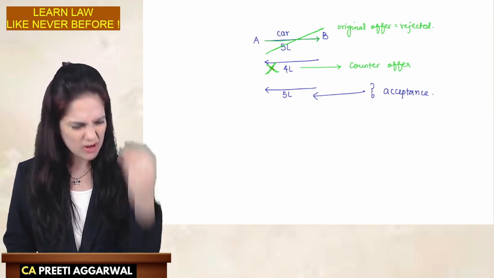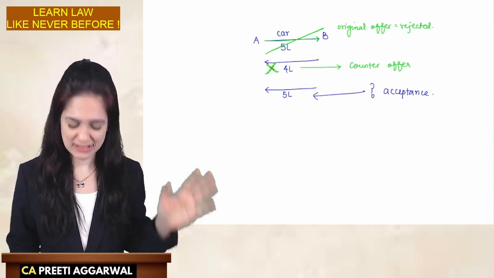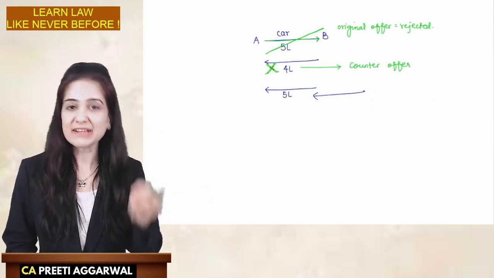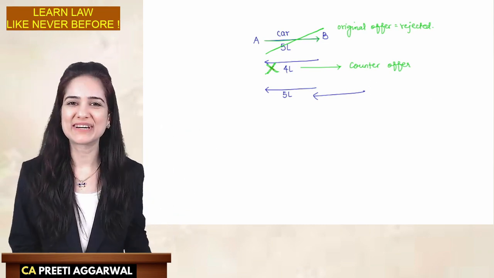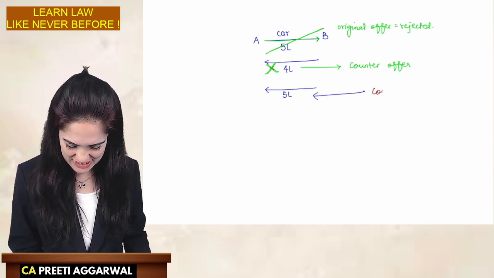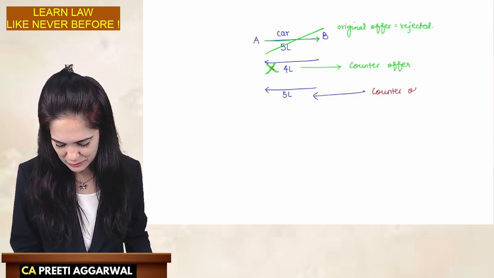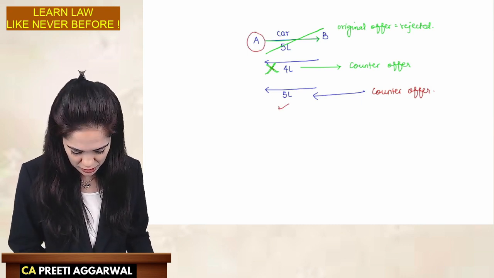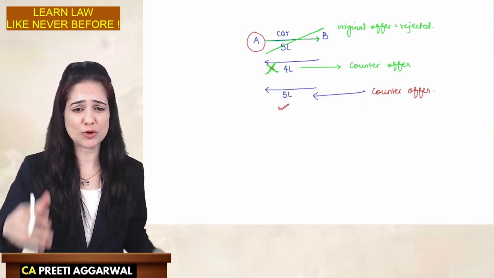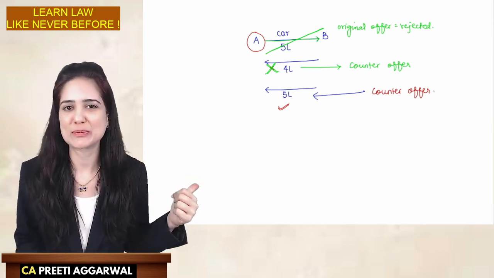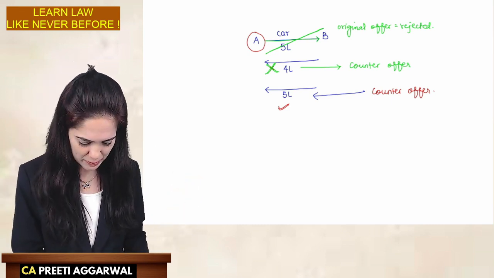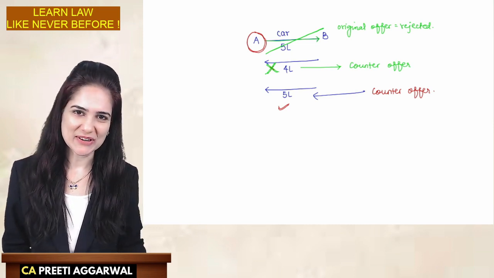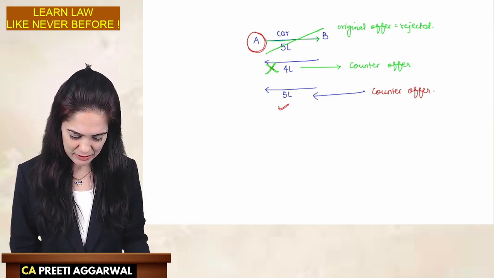B says, all right, then I will buy it for 5 lakhs. This is not acceptance. In fact, this is also a counter offer. Now it is open to A, whether he wants to sell it for 5 lakhs or whether he says, no, you're too confused, I will sell it to someone else. So now it is open to A, whether he wants to sell this car or not. Okay. So this is nothing but a counter offer.